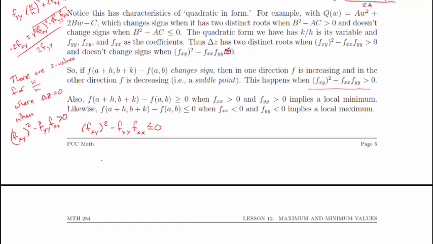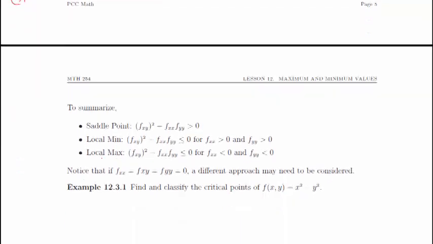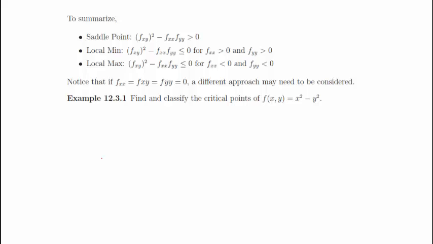So we can summarize all of this, and really the summary is what we're going to be using. We have a saddle point if (f sub xy)² minus f sub xx times f sub yy is greater than 0. On the other hand, we have a local min if (f sub xy)² minus f sub xx times f sub yy is less than or equal to 0, when f sub xx is greater than 0 and f sub yy is greater than 0.